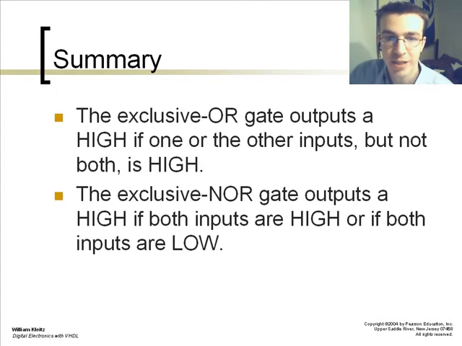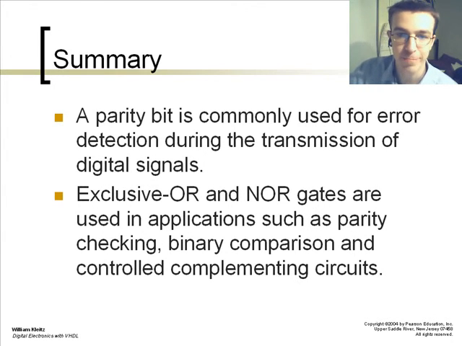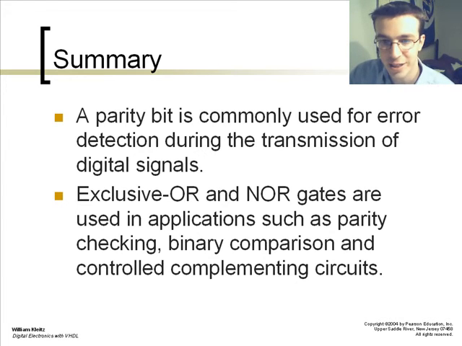So in summary, the exclusive OR gate outputs a high if one of the inputs but not both is high. The exclusive NOR, on the other hand, outputs a high if both inputs are high or both inputs are low. A parity bit is commonly used for error detection during the transmission of digital signals. Exclusive OR and NOR gates are used in applications such as parity checking, binary comparison, and controlled complementing circuits.